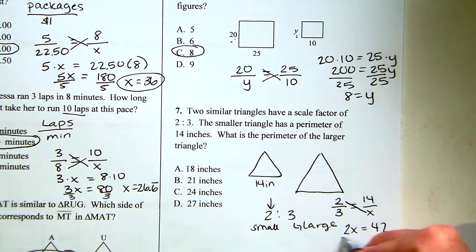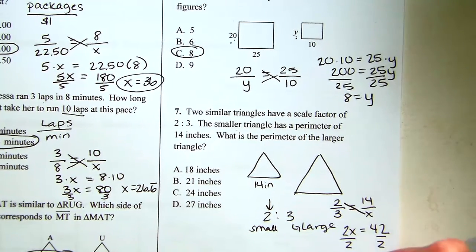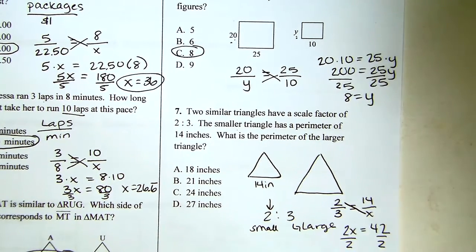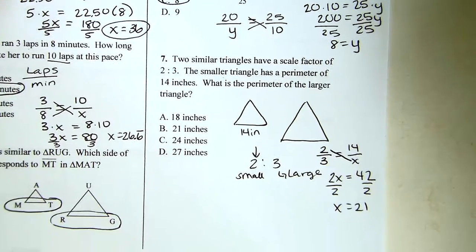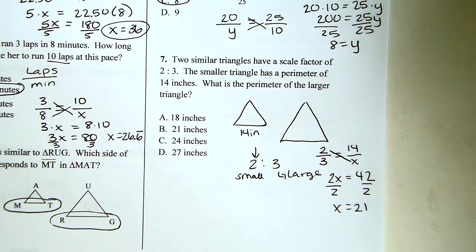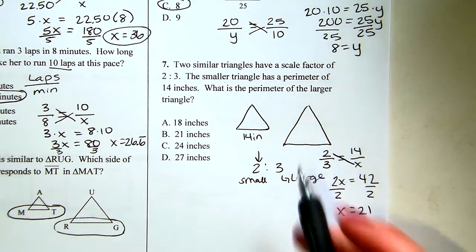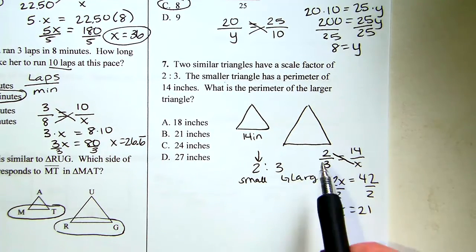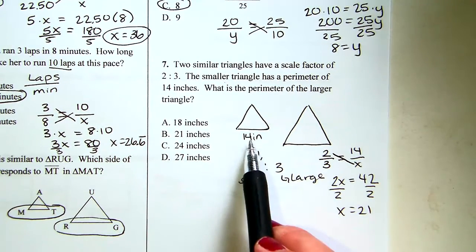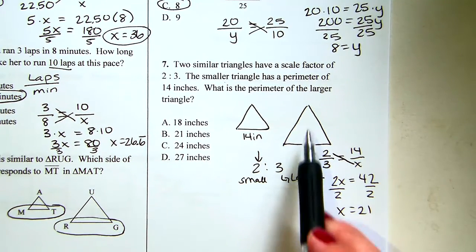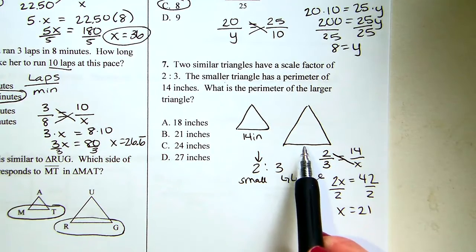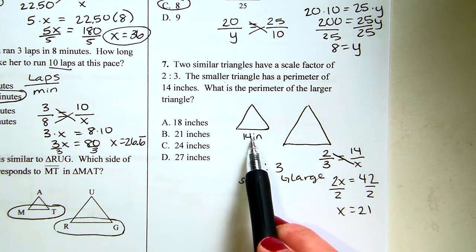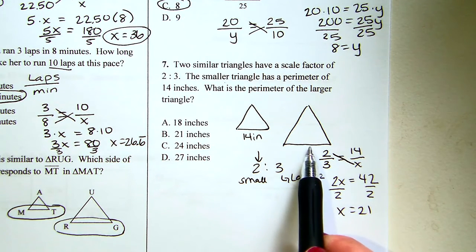Now, the reason why I'm using the 2:3 as my scale factor to help me create my proportion is because this is already comparing my small figure to my large figure. So here, the 2 would indicate that it's our small figure. The 3 would indicate that it's our large figure. Since I know that 14 is the perimeter of my small figure, I can use those pieces of information to find the perimeter of my big figure. And in this case, the perimeter of the bigger figure is 21 inches.